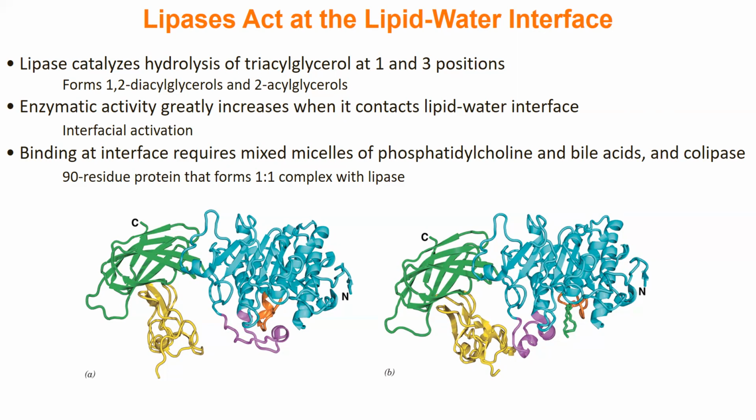And to really bind at that interface, for this to really work, you need some micelles of phosphatidylcholine and bile acids and a protein called colipase. Colipase is a helper protein that will bind to lipase. So you always have one colipase per lipase, and they're working as a team. But lipase is the enzyme that's doing the work. Lipase is the enzyme that's really cutting up these fatty acids for absorption into the small intestine. So make sure you know the function there, and you make sure you know lipase really works at this lipid-water interface.